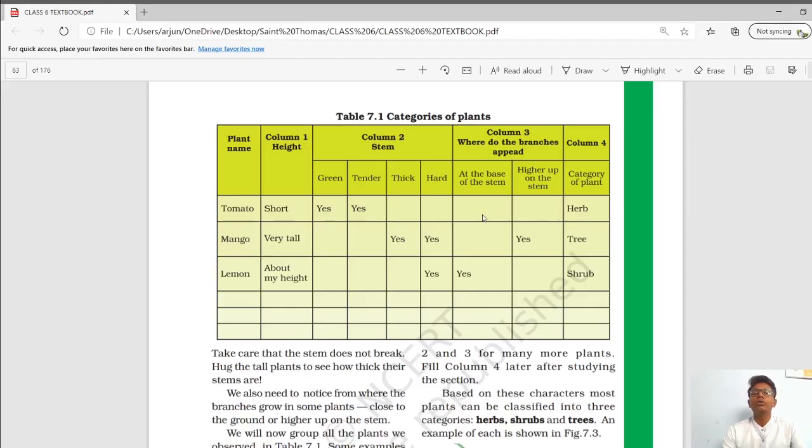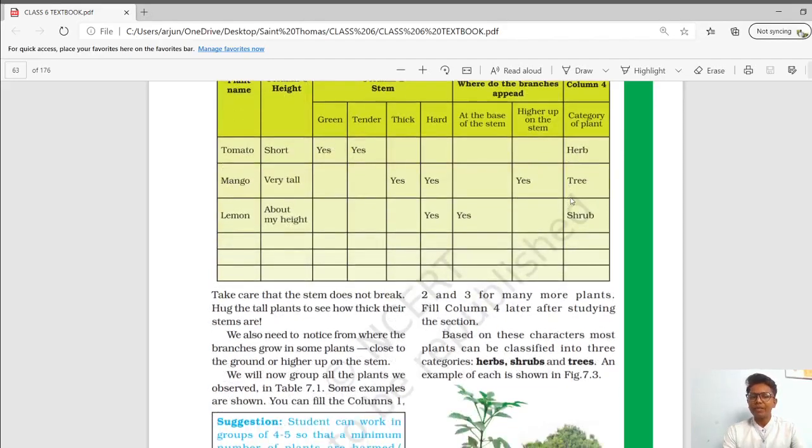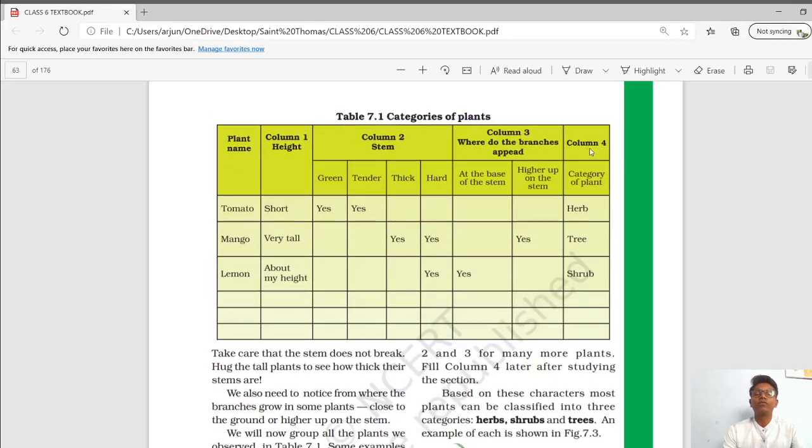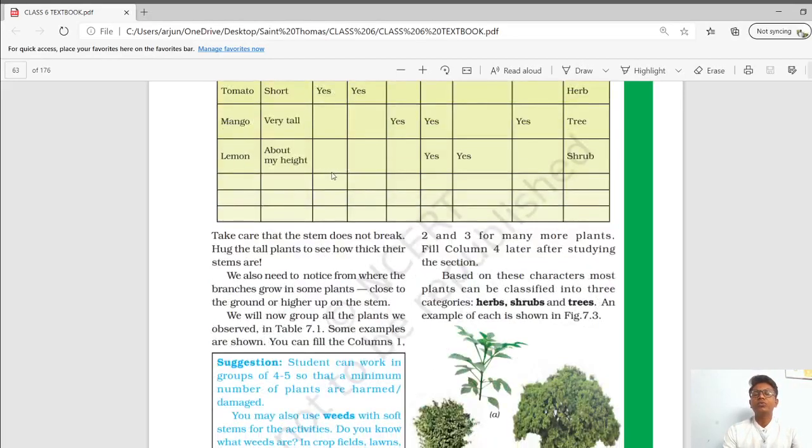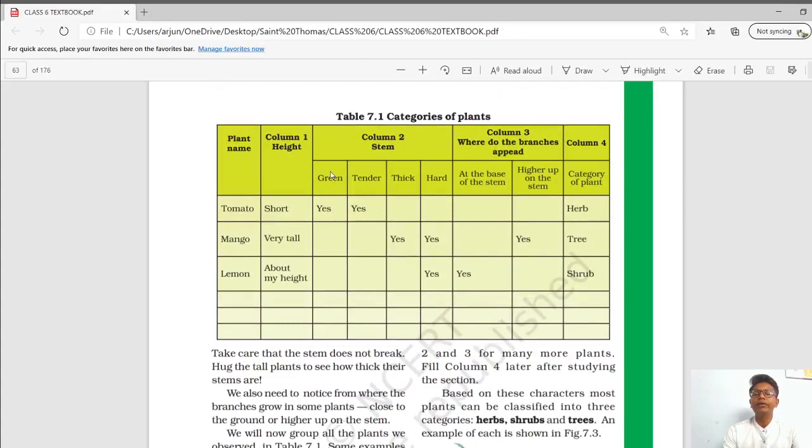So here we leave it blank, and this column 4 we will study afterward, because at present you don't know the meaning of herb, tree or shrub. After this section you will know what is herb, tree and shrub. So this is one activity which you can do by yourself.